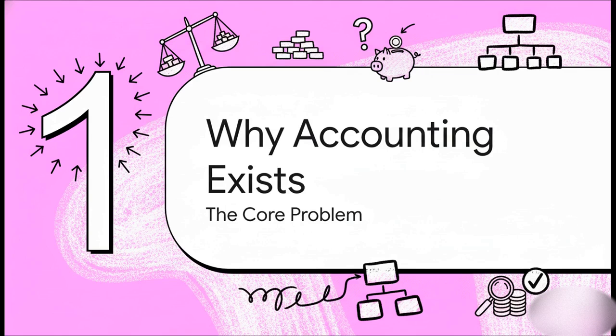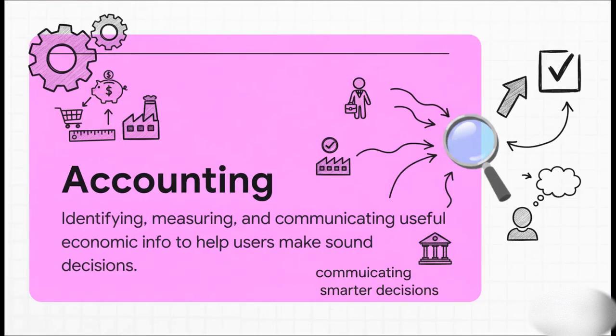Okay, so let's start with the most basic question of all. Why do we even need accounting? What is the fundamental problem that it's actually trying to solve? At its core, this is really what accounting is all about. It's a process, right? First, it identifies what's happening financially. Then, it measures those things in a way everyone agrees on. And finally, it communicates that info to people who need it. We're talking investors, managers, the government, so they can make much, much smarter decisions.